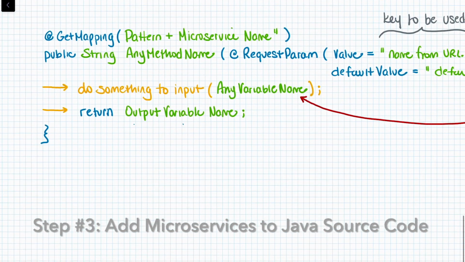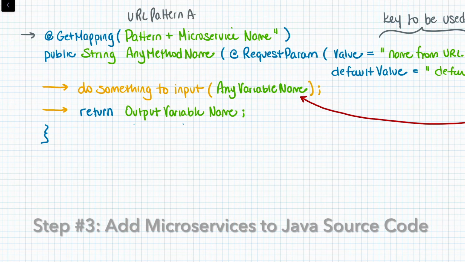Okay, first you need the get mapping annotation, and you need to define in here the pattern and the microservice name, which I think for ours was URL pattern A, and then I guess one of them was capitalize. And so this is that which you actually have to put within your HTTP request in order to access the appropriate microservice. And so you define that right here.